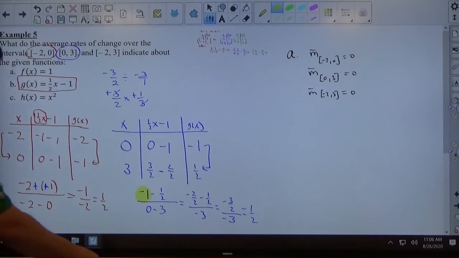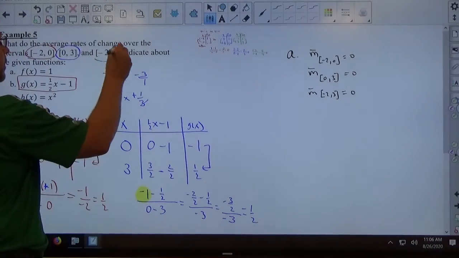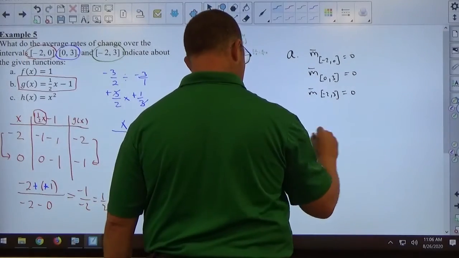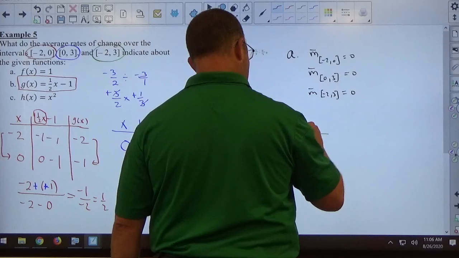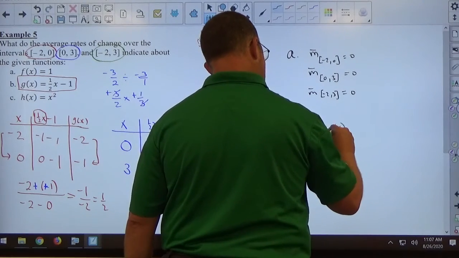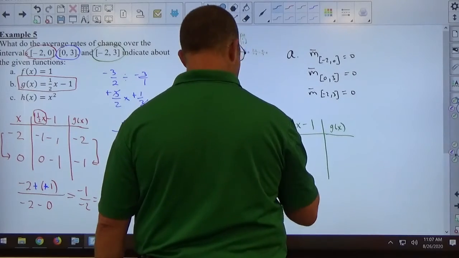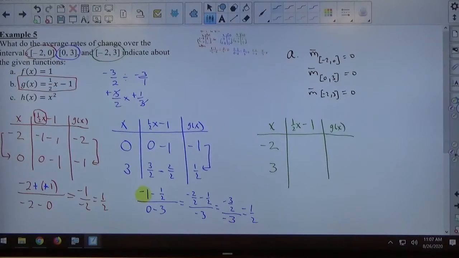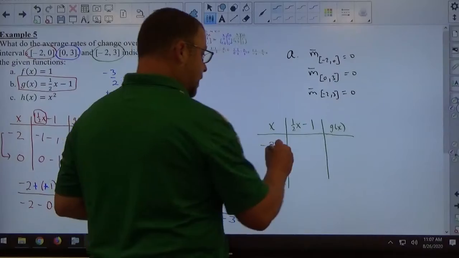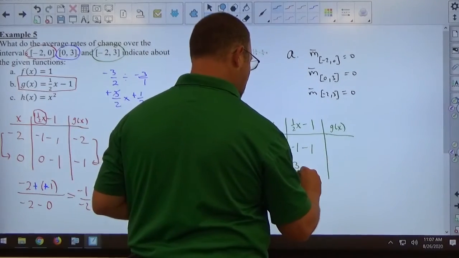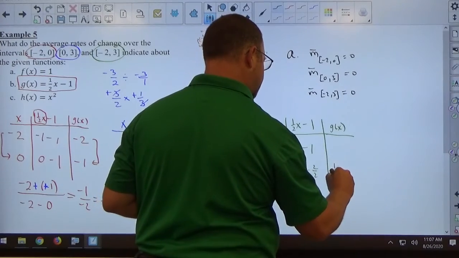All right, our final interval goes from negative 2 to 3. Okay, so we got x equals something. We got 1 half x minus 1, and we have g of x. So x is going to be negative 2 and 3 for this one, right? Again, that's my interval starting at negative 2, ending at 3. I'm going to do 1 half of negative 2 is negative 1, so negative 1 minus 1. And then 3 halves minus 2 halves makes 1 half. There we go.